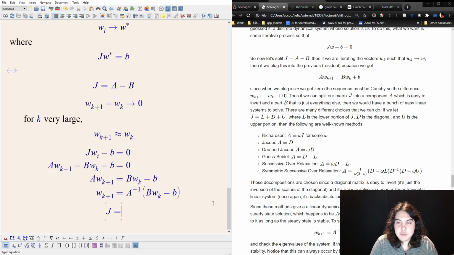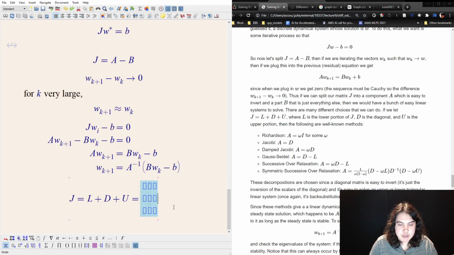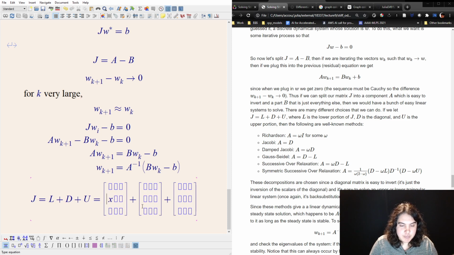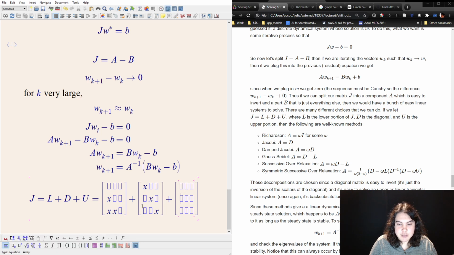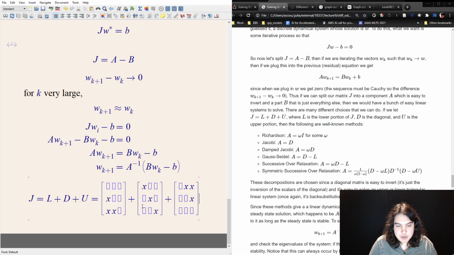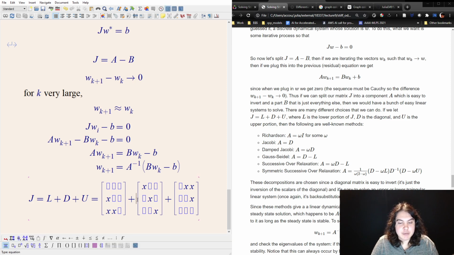So if you let J equal lower plus diagonal plus upper, which is essentially, if I write it down in this 3 by 3 form, you can write this as lower plus diagonal plus upper, where you have the strict lower and strict upper parts, so D, U and L. So if you knew the matrix and you split it up like this, then Jacobi's method would be where you make A equal to just the diagonal.